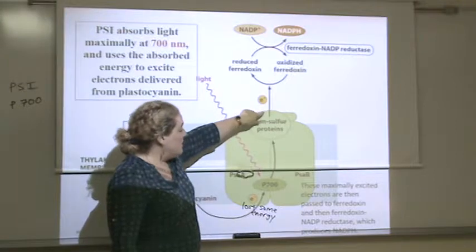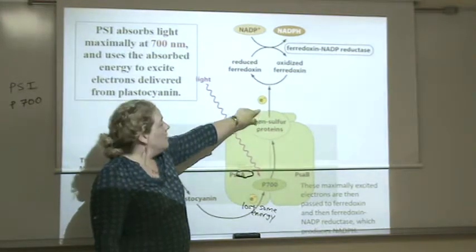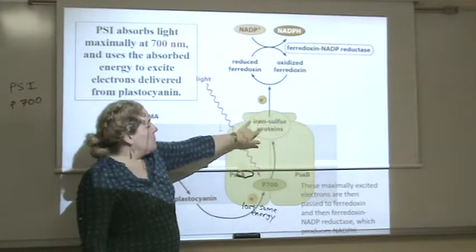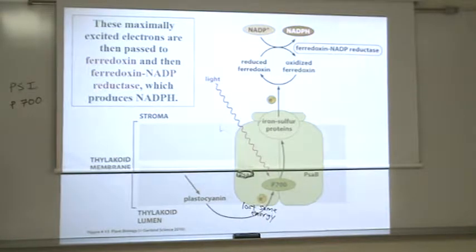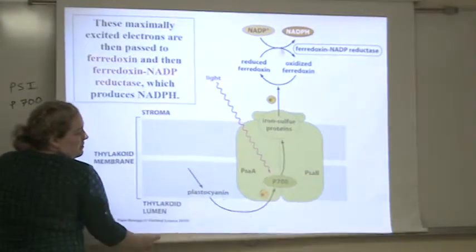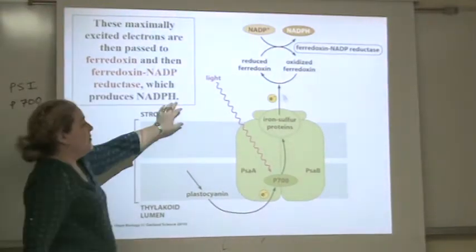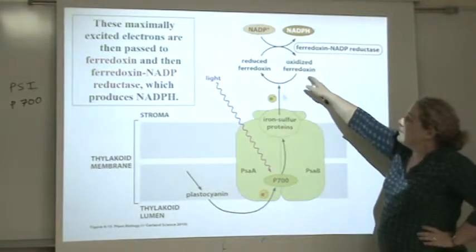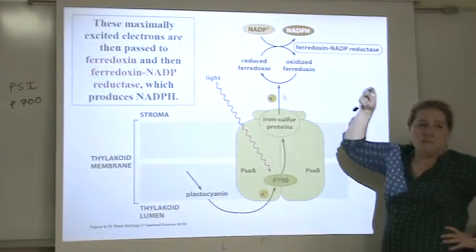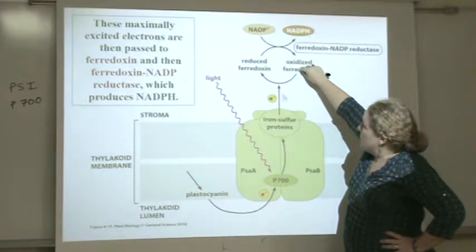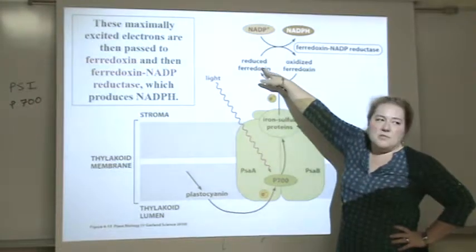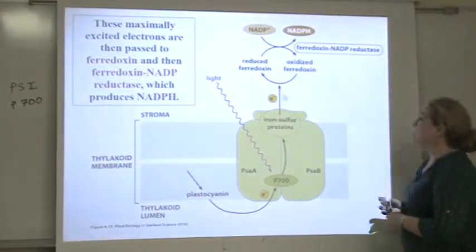And they're going to end up leaving photosystem 1 on the stroma side through some iron sulfur proteins there. Once they leave photosystem 1 with their new energy boost from light absorption, they're passed on to a molecule called ferredoxin. Ferredoxin, like associated with iron. Before ferredoxin has the extra electrons, it's oxidized. When it gains them, it's reduced. So it's picking them up on the stroma side.